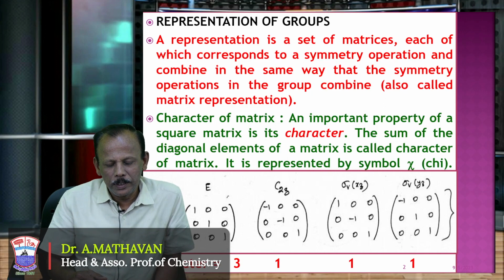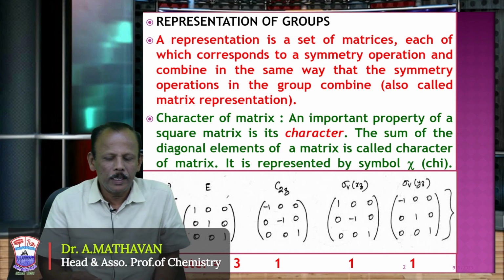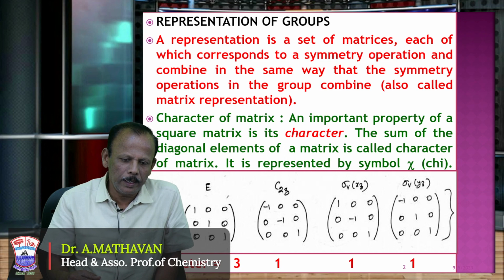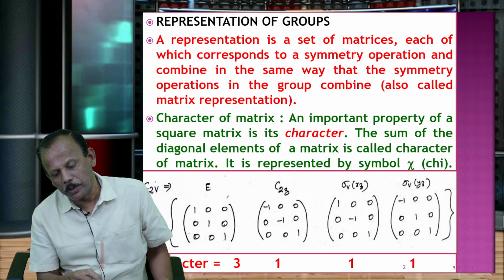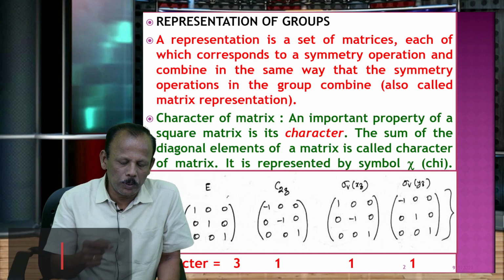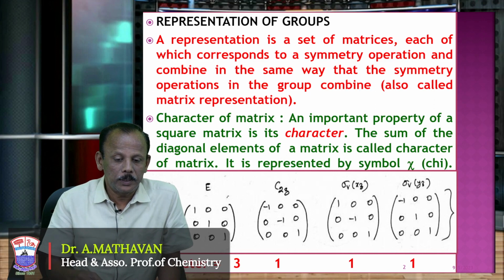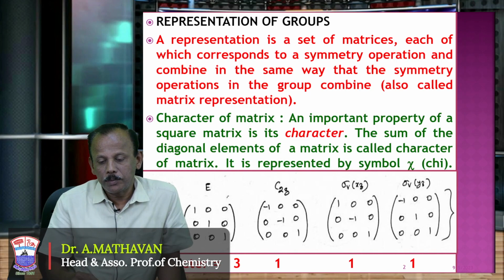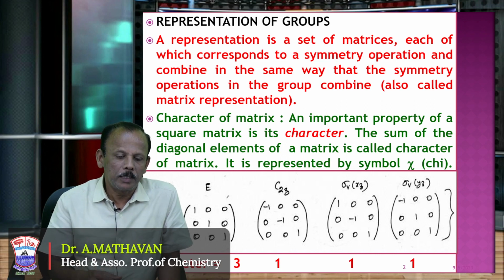Similarly, in the case of C2(z), the character of the rotational axis is 2 cos theta plus 1. Here theta is 180 degrees, and cos 180 is equal to minus 1, so 2 cos theta is minus 2, and minus 2 plus 1 gives minus 1. The character is equal to minus 1. Similarly, in the case of sigma v, the character is equal to 1, and the other sigma v is also 1.